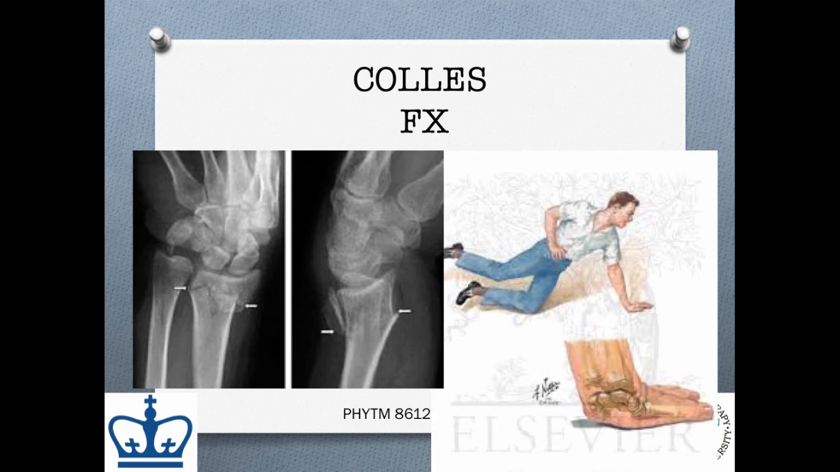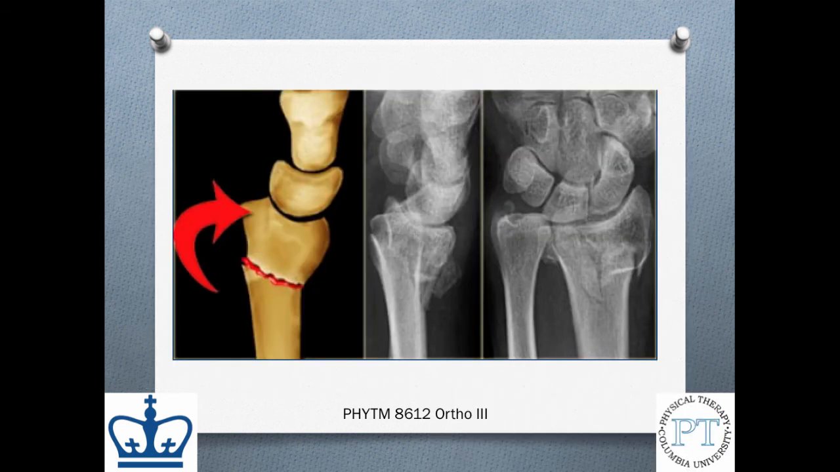So here you see the plain films. On the left is showing the distal radial fracture, and in the middle film you can see that there is dorsal displacement. Colles fractures usually occur after a fall on an outstretched hand, and the hand is in wrist extension. These are some additional images indicating a distal radial fracture with dorsal displacement of the distal segment.